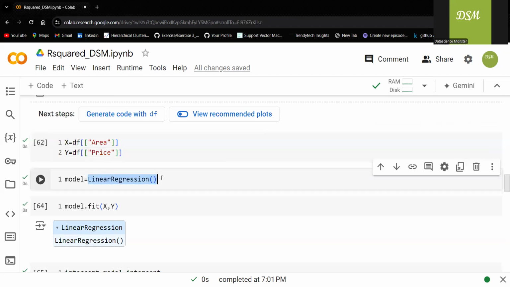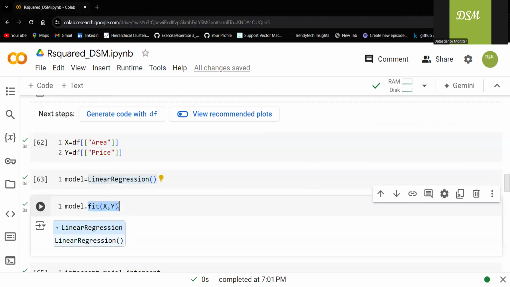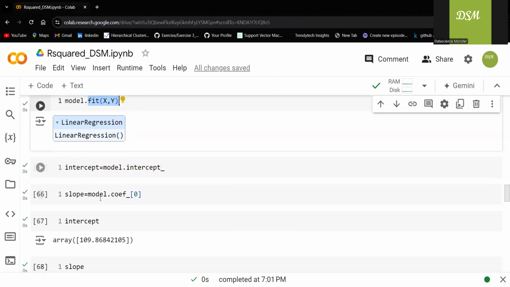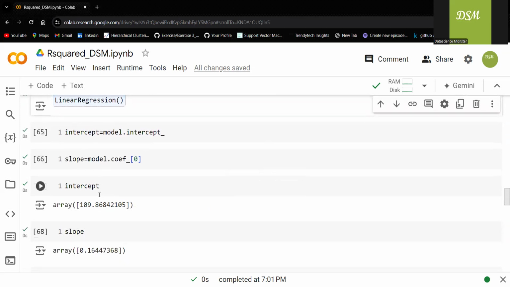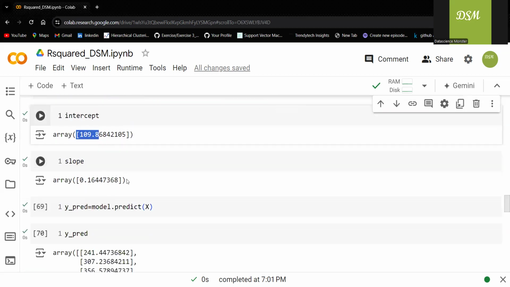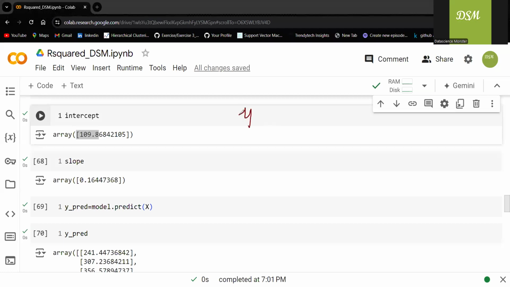So I have instantiated my model and fitted it with x comma y, train and test. For now, I'm skipping that. I'm trying to get the intercept as well as the slope. You can see the intercept is 109 and the slope is 0.16. Let me show you what this actually indicates. We know that y is equal to mx plus c.